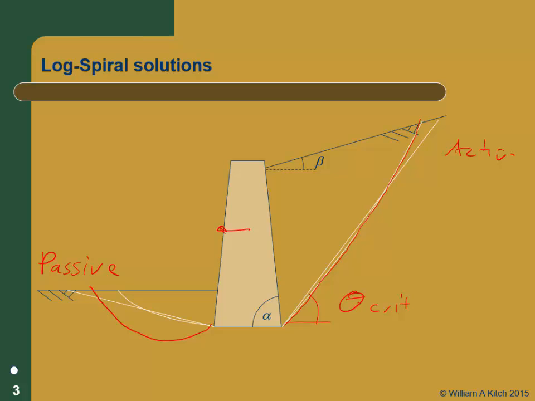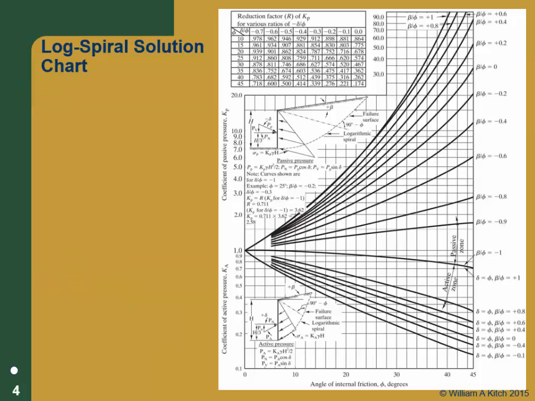It turns out that on the active side, we're not going to get very different solutions from the log spiral and either the Coulomb or the Rankine, but on the passive side, they can be substantially different. So it's important to look at those. Since the log spiral solution is difficult to solve by hand, mostly it's done with charts. I gave you a spreadsheet that does some of it analytically for you, and I'll show you how to use that in just a minute.